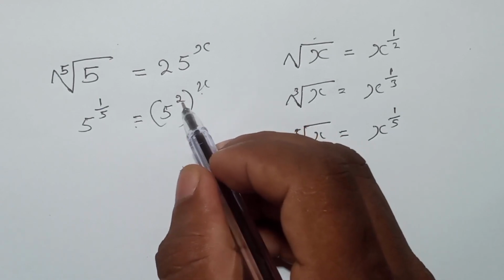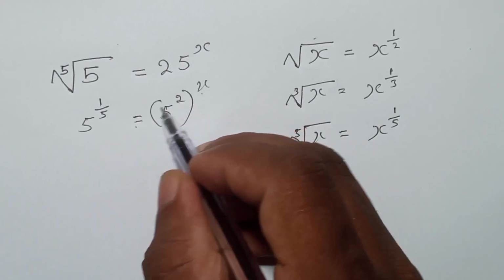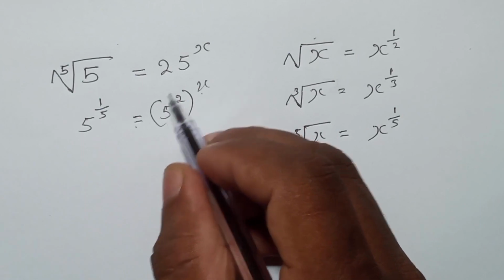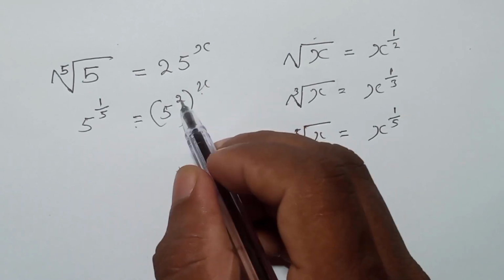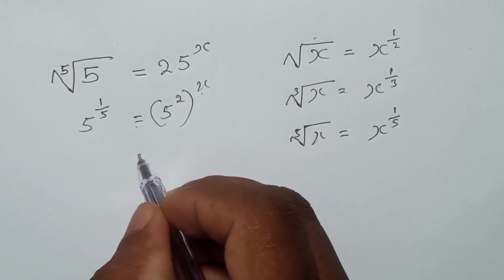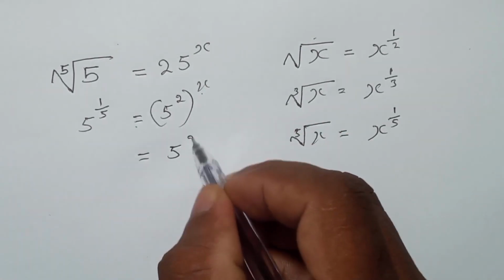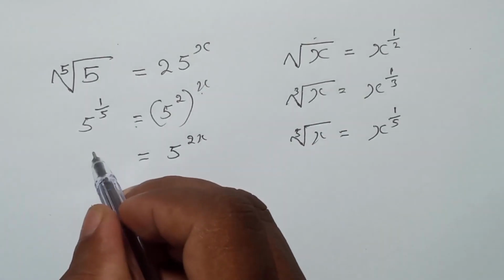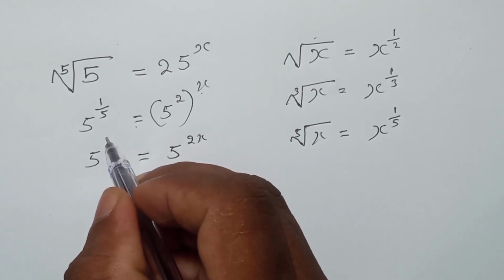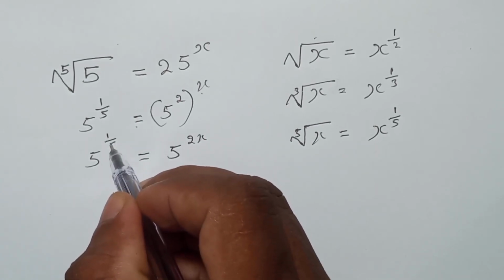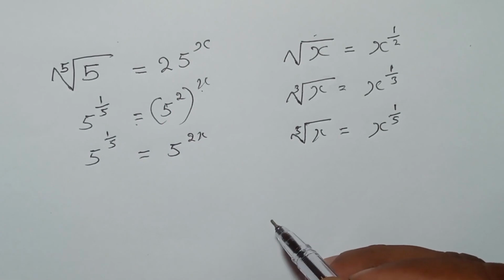But when you have a base and an index, and then again an index, we can multiply these two indices, right? So I can write here 5 and then 2 into x, that means 2x, right? And then here will be 5 to the power 1 over 5, right? 5 to the power 1 over 5.